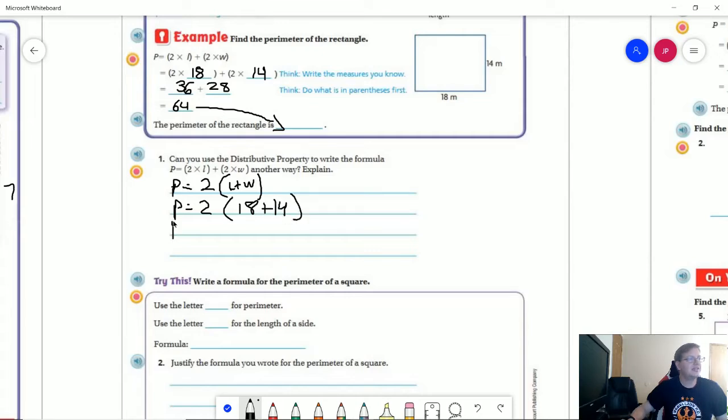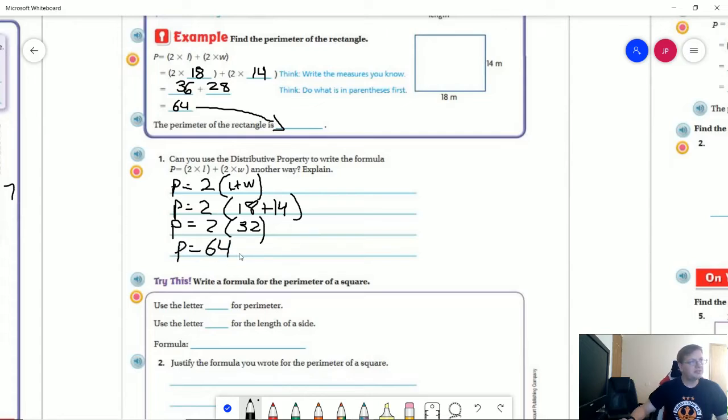And then our next step would be to solve this part in here. 18 plus 14 is going to equal 32. And then our last step would be to do 2 times 32. 2 times 32 does give us 64.